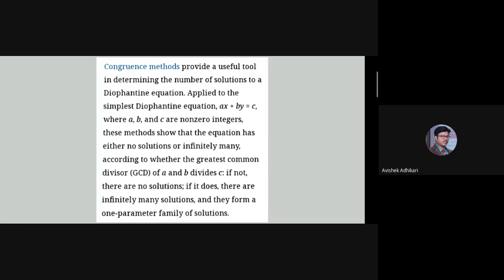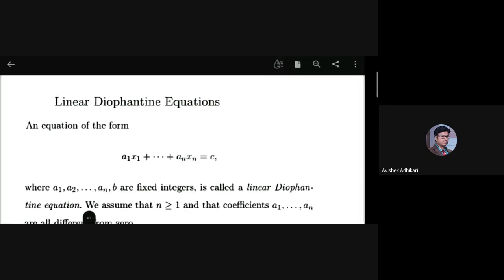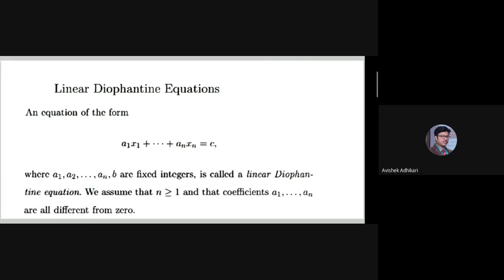So let's come to our main topic, linear Diophantine equations. We first need to know what a linear Diophantine equation is. Here is the definition. A linear Diophantine equation is of the form you can see here, where all the ai's and b are fixed integers. We consider n greater than or equal to 1 and the ai's all different from 0.